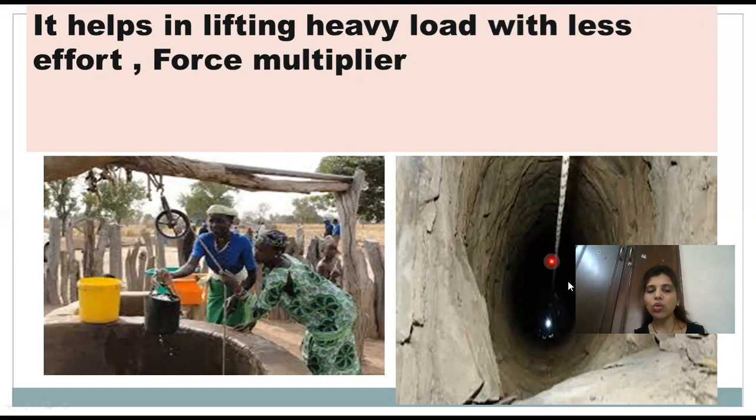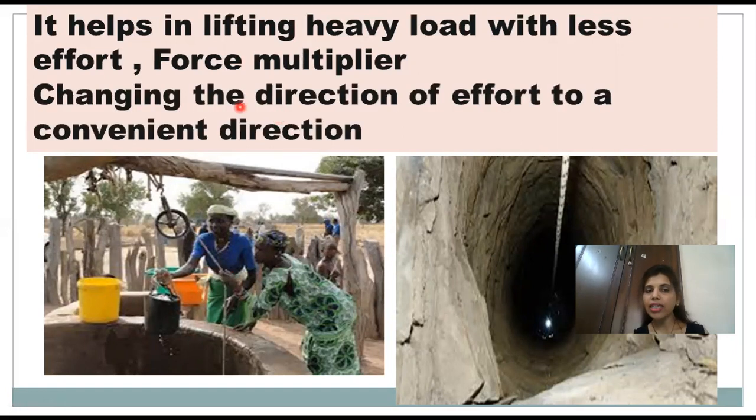So this heavy load which you had to lift, with the help of this pulley, the effort which was required to pull or lift this water or this heavy load is now decreased. So your effort is reduced. This is one of the functions of a simple machine. Second, it also helps in changing the direction of the effort to a convenient direction. Because of this change in the direction of the effort, it has become convenient for you.